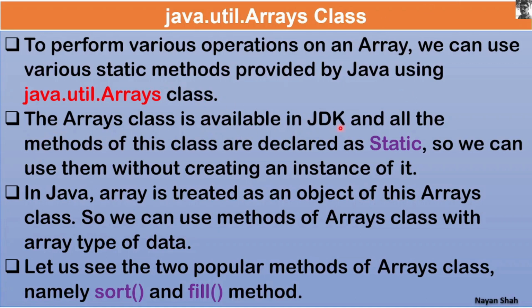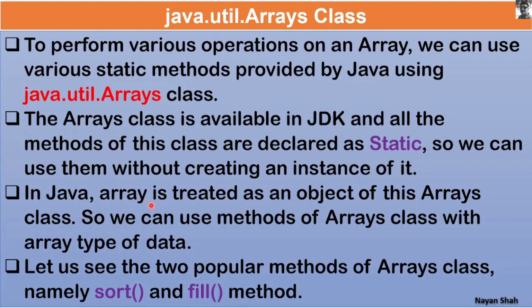The Arrays class is available in the Java Development Kit, and all the methods of this class are declared as static. That means they remain in the class. When you create an Arrays object, they don't get copied into the object. So we can use them directly without creating any instance of it. You don't need to create any object of the Arrays class in order to use those static methods. You can directly use them because they are kept public and static.